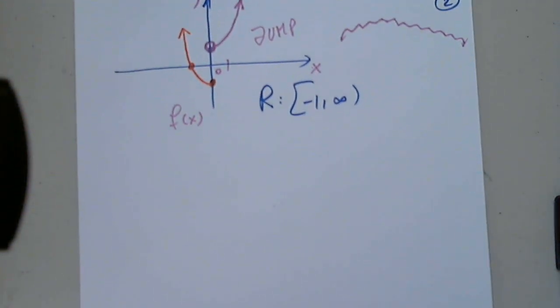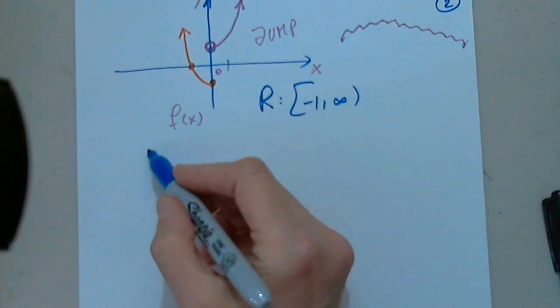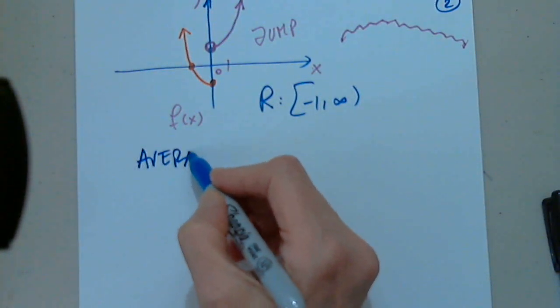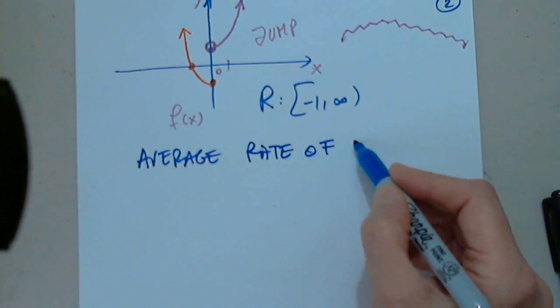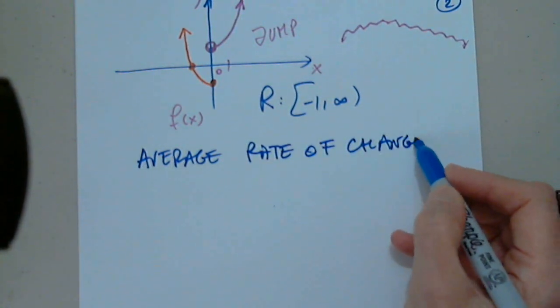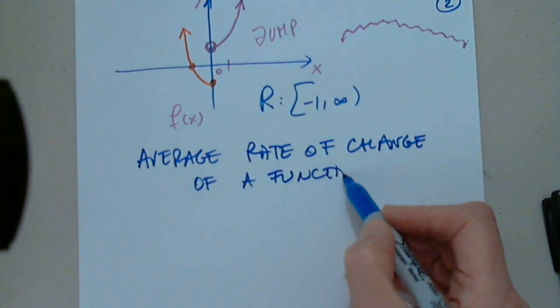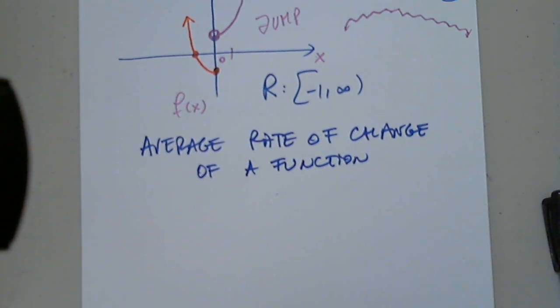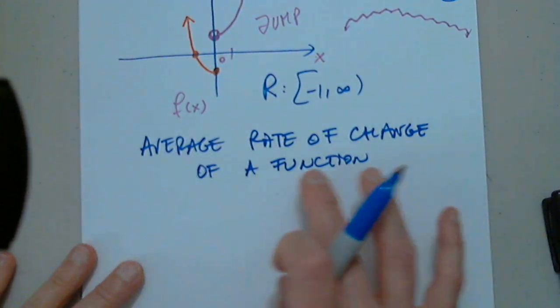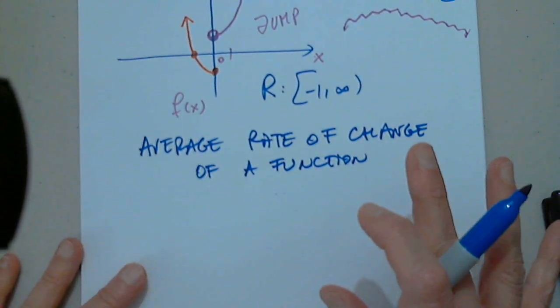Okay, the next step I would like to talk about something called the average rate of change of a function. And after that, the next step would be after the average rate of change. We're going to talk about the difference quotient, but not yet.